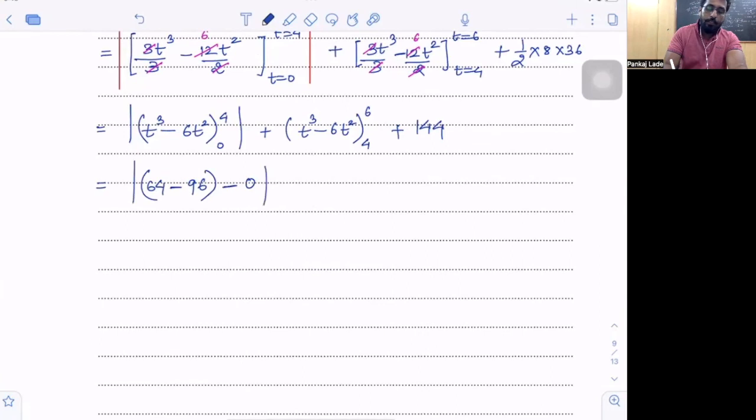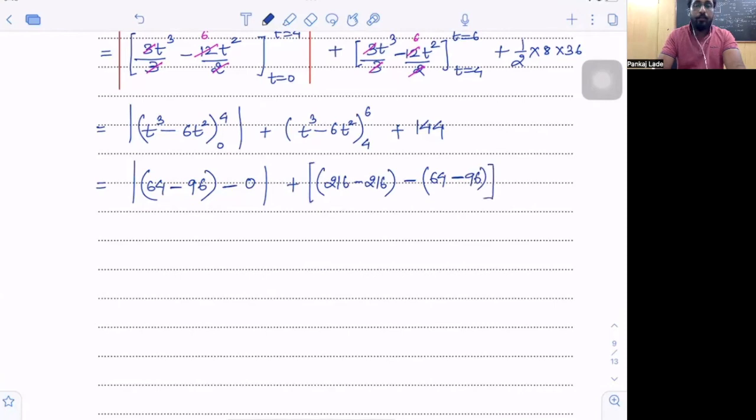Keep in the modulus sign, then plus. Again, 6 cube. So 6 cube is 216. Minus, that's the upper limit, 6 into t square. t square is again 6 square. So that's again going to be 216. That's the value for upper limit. Minus the lower limit. So 4 cube, that's going to be 64. Minus 6 times t square. So that's again going to be 96. This was the second term.